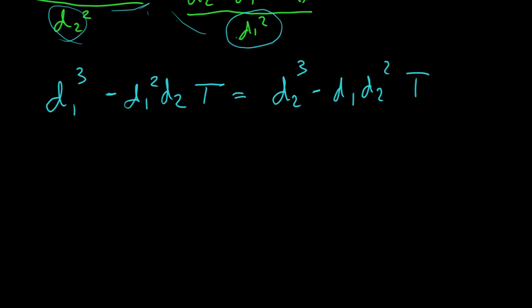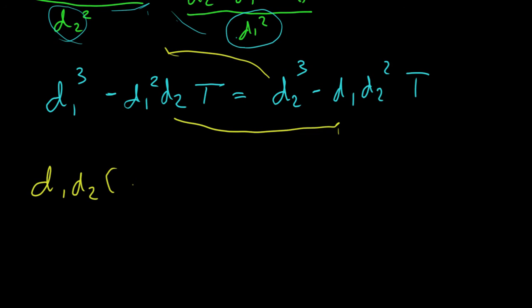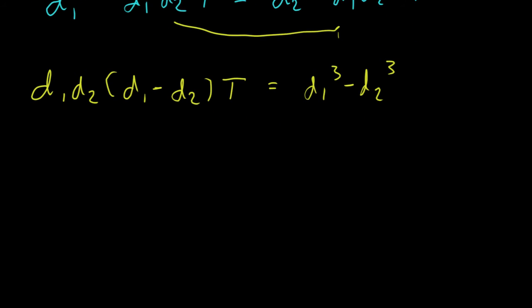And let's make T the subject. So I'm going to bring this over here. I'm going to bring the d2 over there. So I'm going to swap those two terms. I'm going to end up getting d1 d2, d1 minus d2 tan theta equals d1 cubed minus d2 cubed. And we're almost there. So, tan theta, I guess I'll write it as tan theta again now. Just didn't really want to write tan theta that many times.